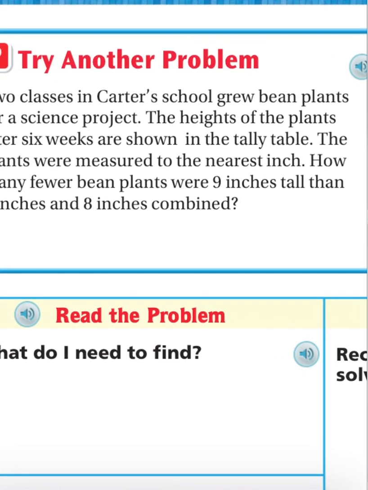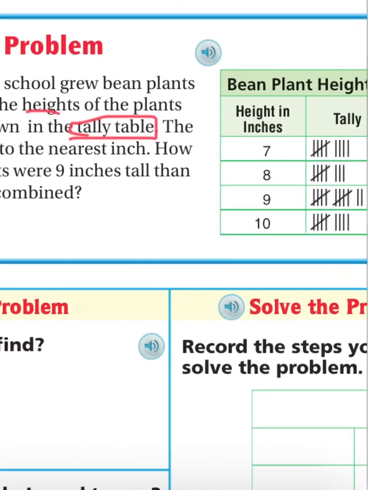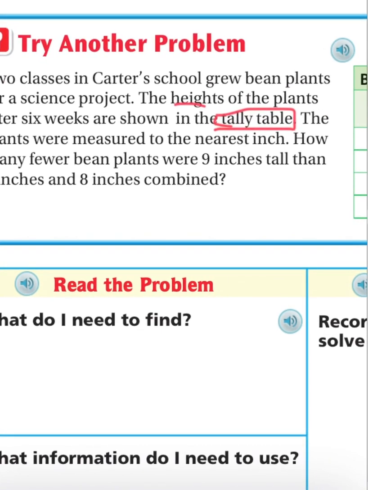Two classes in Carter's school grew bean plants for a science project. The heights of the plants after 6 weeks are shown in the tally table. And again, we look over here, we have tallies. The plants were measured to the nearest inch. How many fewer bean plants were 9 inches tall than 7 and 8 inches combined? So we have a few things going on here, okay? And we'll talk about that as we move along.